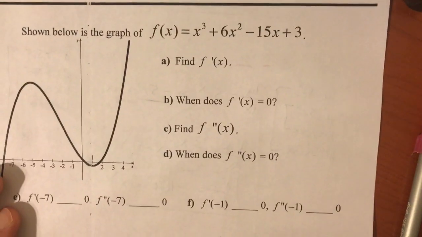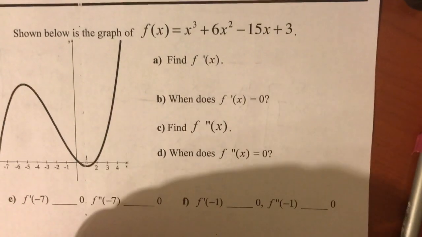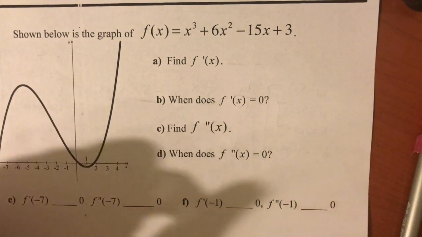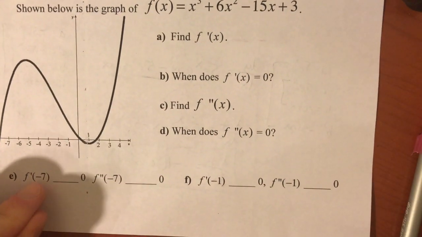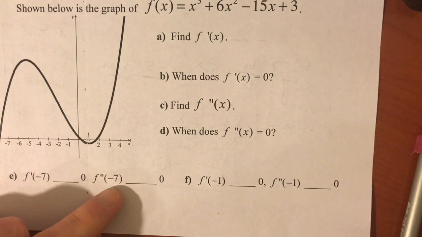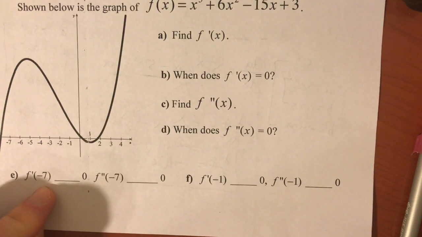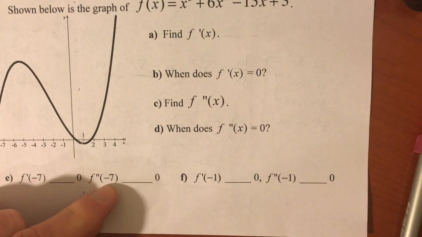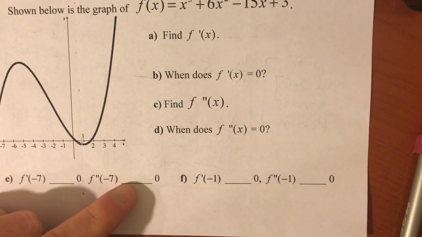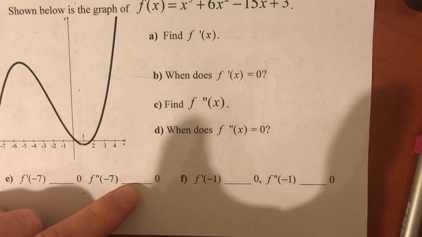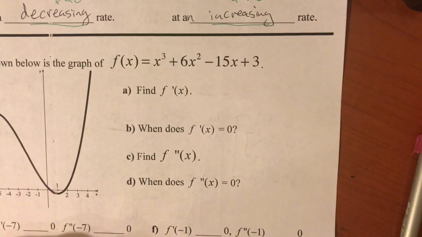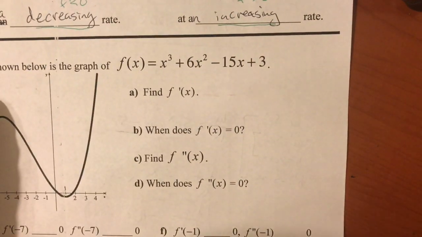Okay, so here's a graph, and I'm actually giving you the equation so you can find these things and verify it algebraically. But ideally, you would be able to look at these various points on this graph and tell whether the first derivative at -7 is positive or negative. At -7, that same point, is the second derivative positive or negative, or equal to 0 potentially. -1, same deal. So let's just take a look here.